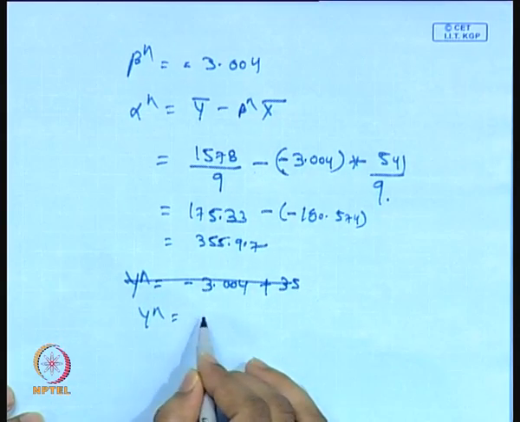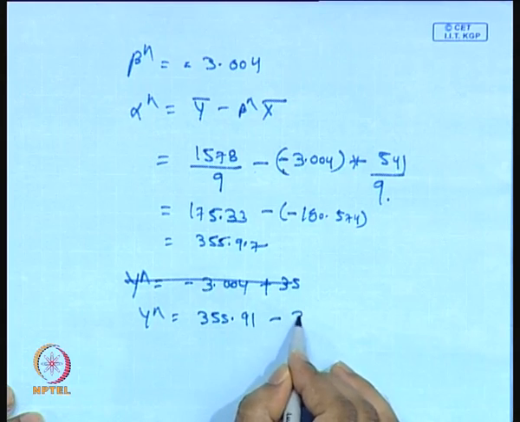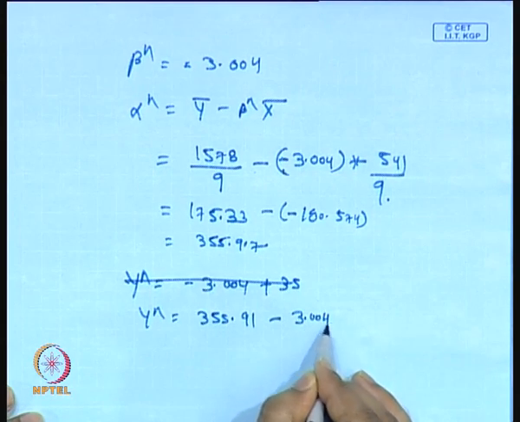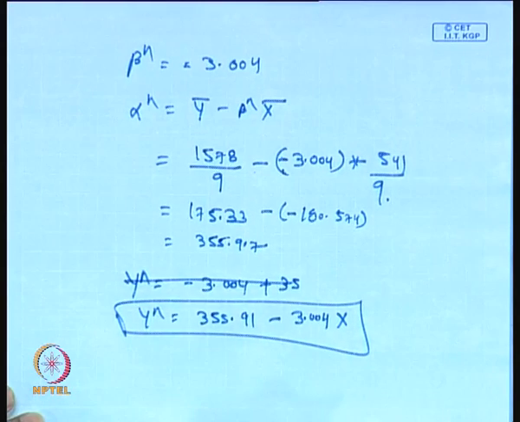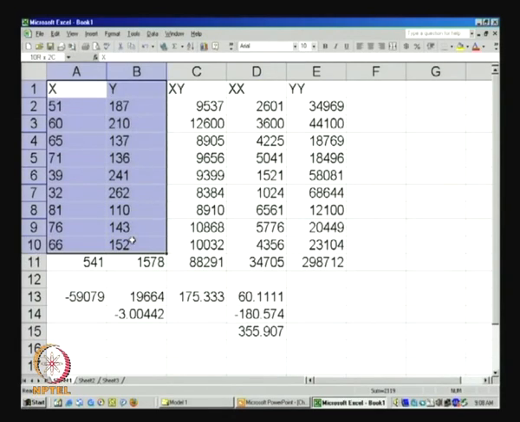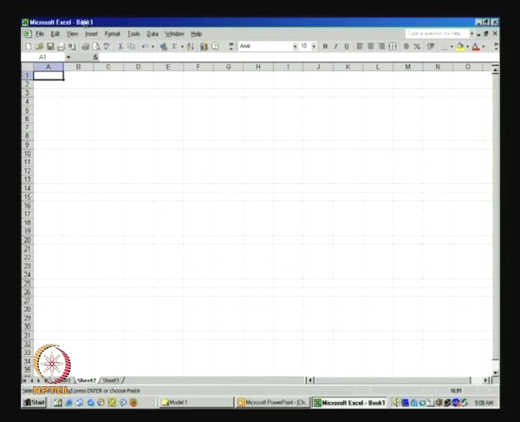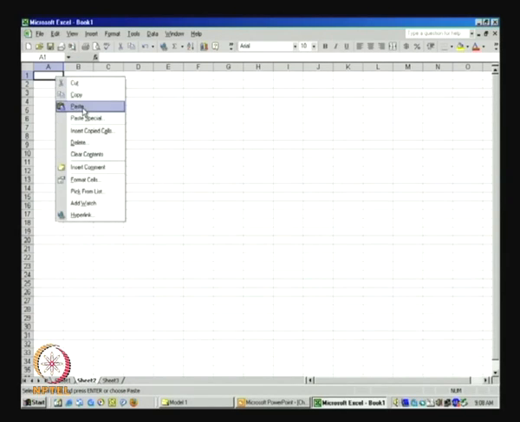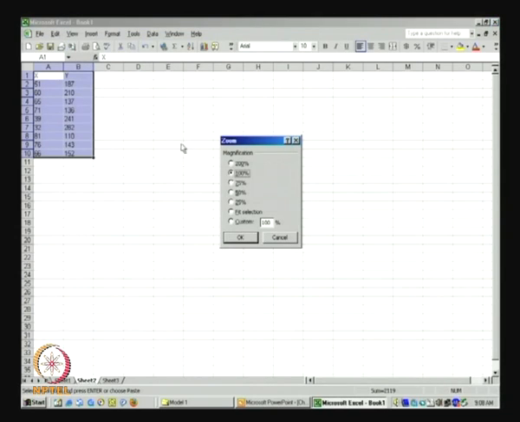So the estimated equation: y hat equals 355.91 minus 3.004 x. So this is the estimated line. So what do you have to do? We copy these items, then go to the next sheet and paste it here. Okay, so now go to view, zoom, set 200.